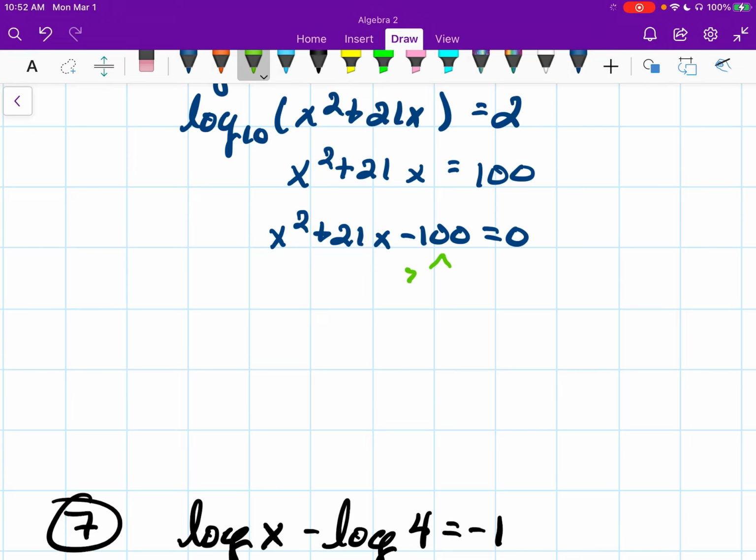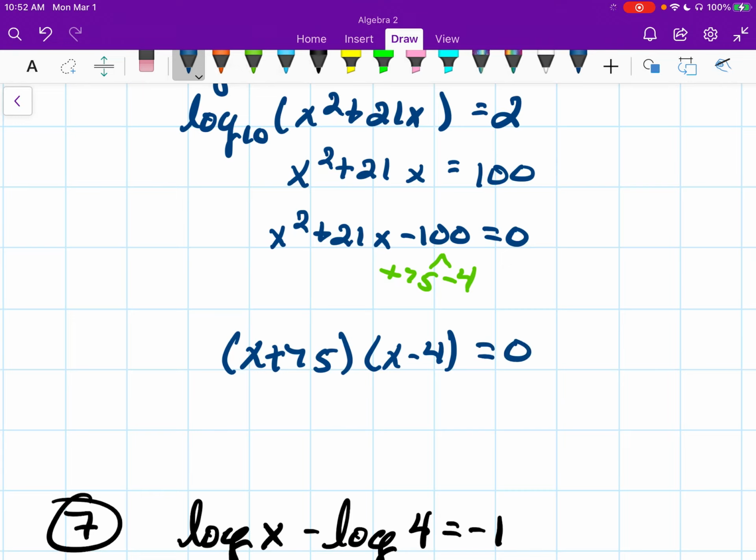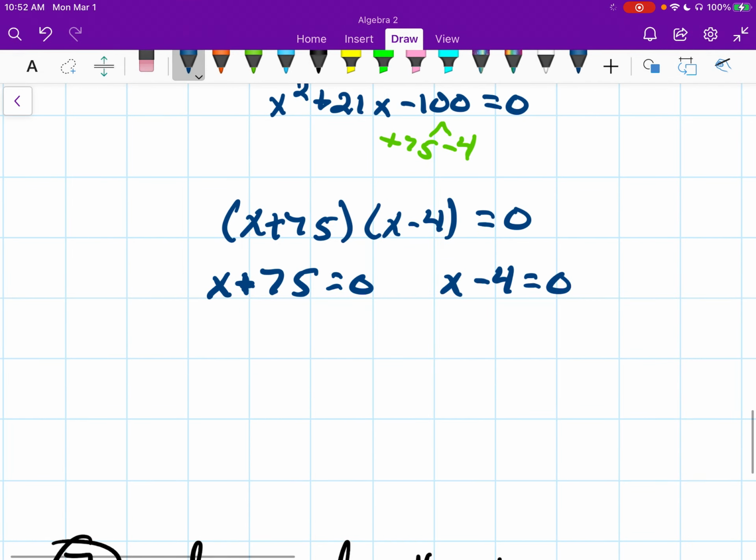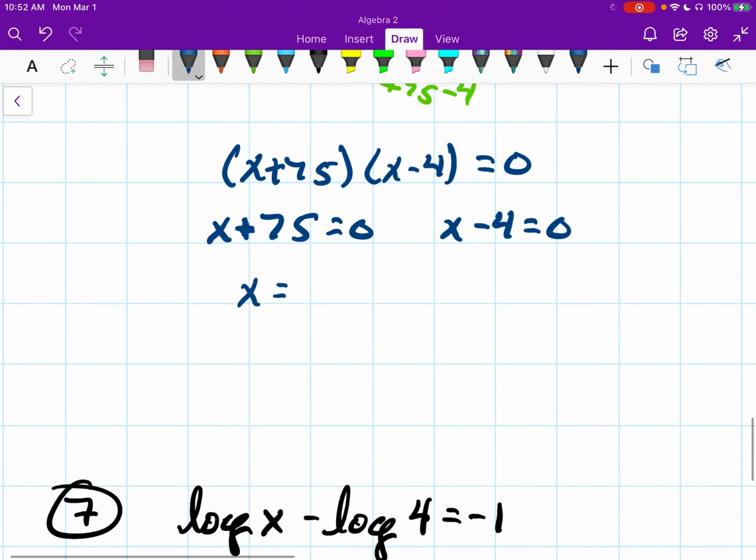I'm thinking that 75 and 4. About positive 75, negative 4. So this tells me that x plus 75 is 0, or x minus 4 is 0. Ooh, x plus 75, excuse me. This tells me that x will be negative 75, or x will be 4.